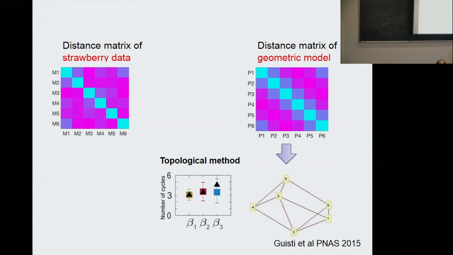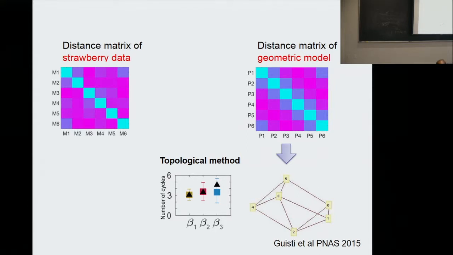Initially, when the threshold is very large, only two nodes equal to the largest value are connected, so there are no cycles. And when the threshold is very low, the network is fully connected, and again there are no cycles. So the number of cycles increases as the network forms, and then the cycles disappear as the network fills in, with the cycles associated with all the different Betti numbers.